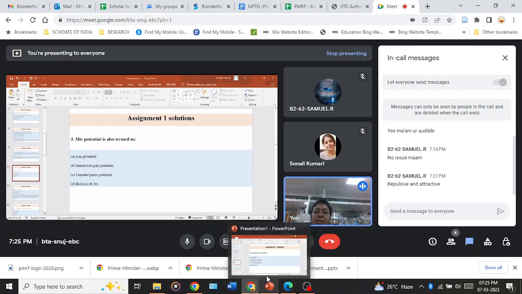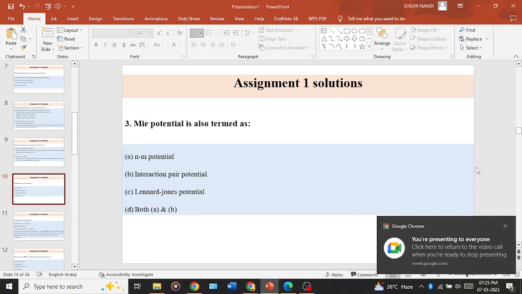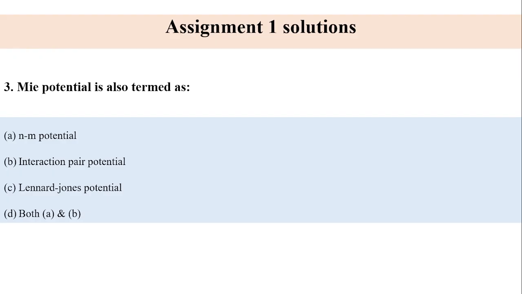Okay, fine. So let's move on to the third question. The third question is, Mie potential is also termed as: A, NM potential; B, interaction pair potential; C, Lennard-Jones potential; and D, both A and B. So you can recall for yourselves what the Mie potential was, and what the equation related to it was. Then you will try to answer this question better.